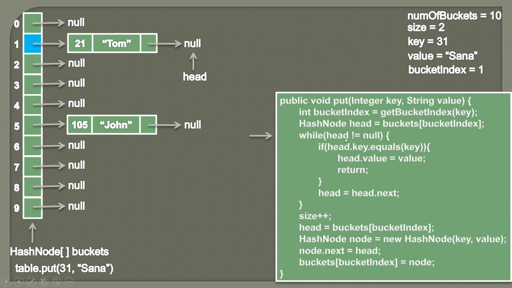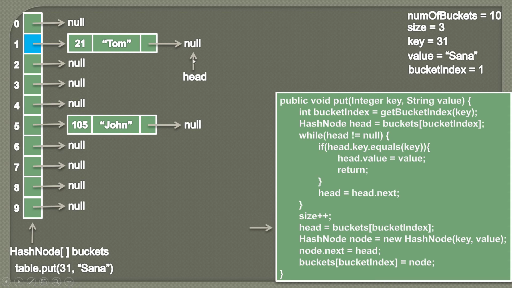We check whether head is equal to null or not. So head is equal to null, so this condition comes out to be false, which signifies that this key value pair is not present in this buckets array. So we can safely insert a key value pair. So this condition comes out to be false and while loop will terminate. So rest of the steps remains the same. As we are now inserting this key value pair, we will increment size by 1. So size will become 3.